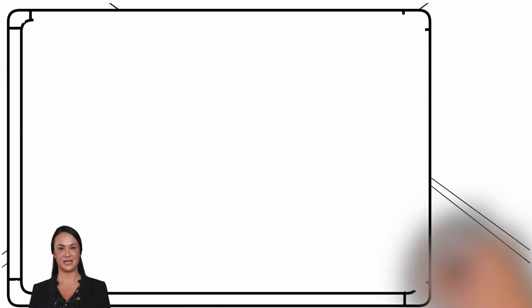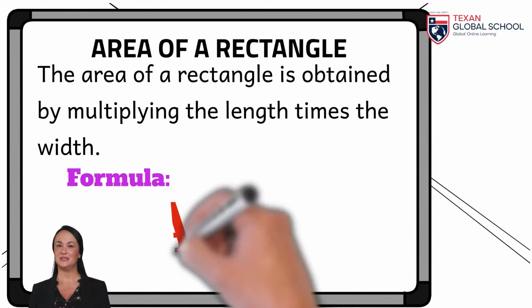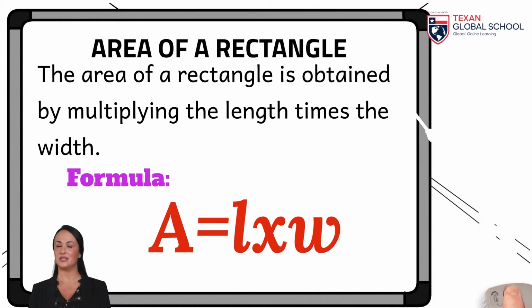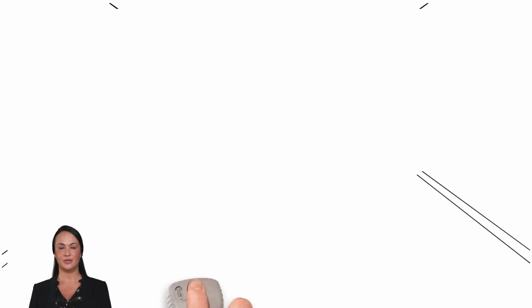The area of a rectangle is obtained by multiplying the length times the width. The formula summarizes this definition by denoting the length as L and the width as W. Let's look at the following example.